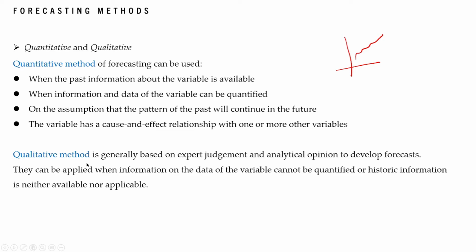The next method is qualitative method. This qualitative method of forecasting is based on the judgment of few experts and analytical opinion which is used to develop forecast. And this qualitative method can be used when information on the variable cannot be quantified, or historic information is not available and it is not applicable. In that case, we can use qualitative method of forecasting.